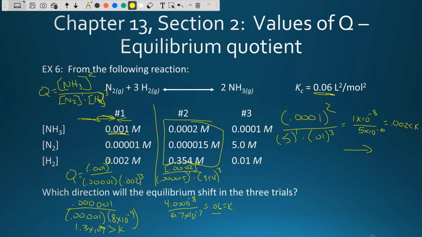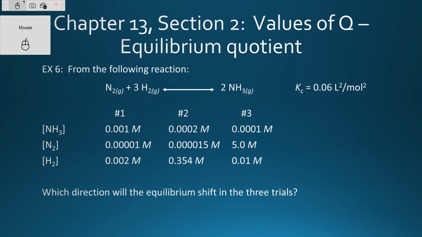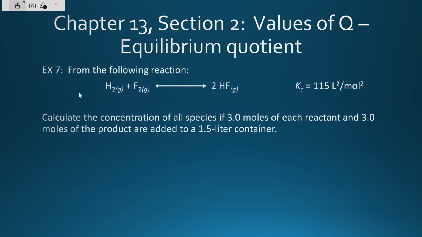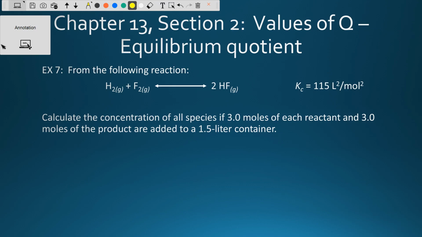So this is what we use my Q value for, is to figure out which direction this could go in each of those trials given different solutions. Now, if we take a look at a question like this one, I'd have to find my Q value for a couple of things. Because as I look at this equation, I'm seeing I've got hydrogen and fluorine gases making hydrofluoric acid. These are all gas phases, okay?